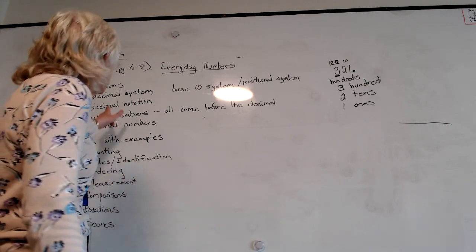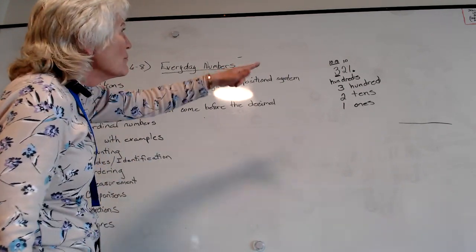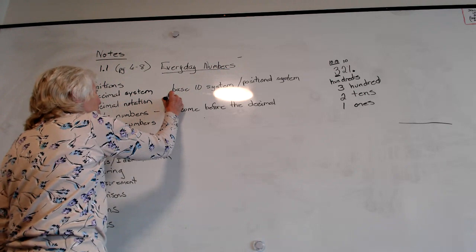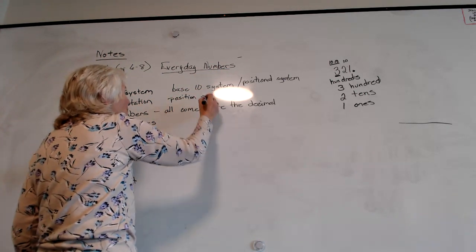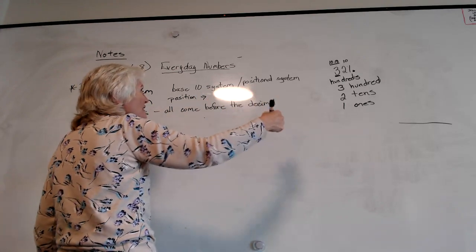Okay. Decimal notation is how we write it. That's kind of the position it's in. That's where we have to know what position they are.